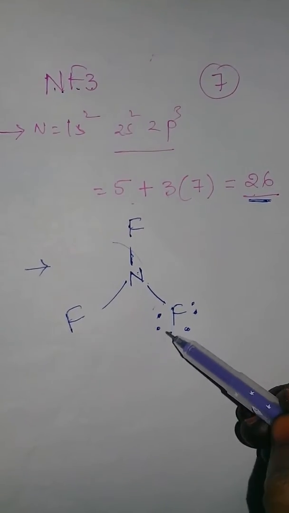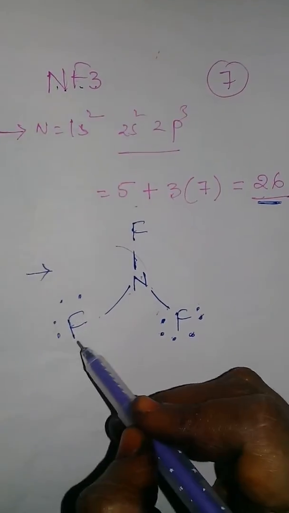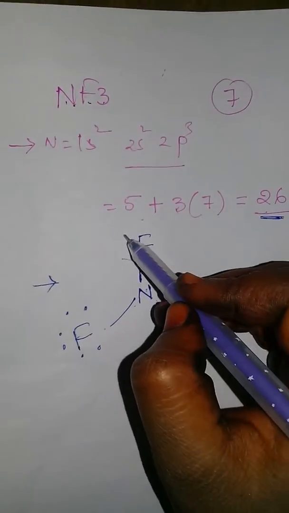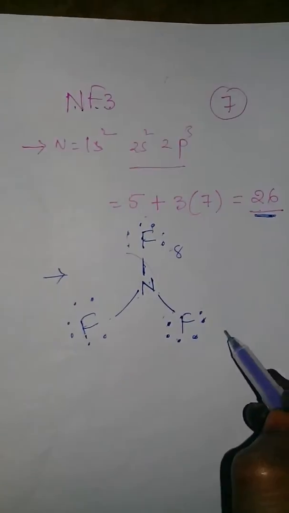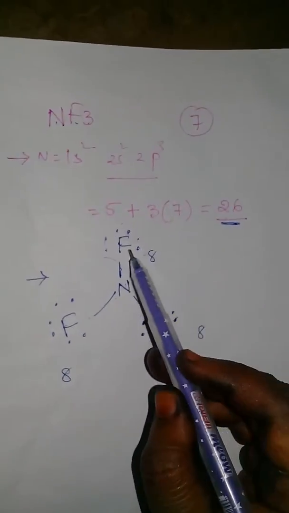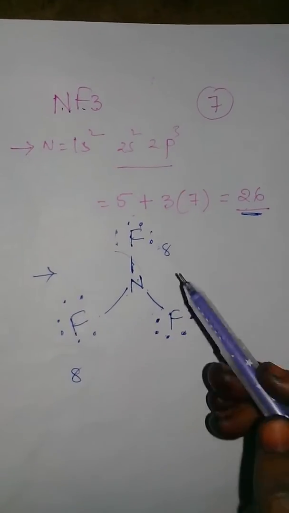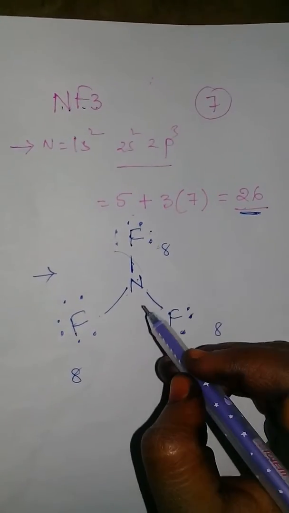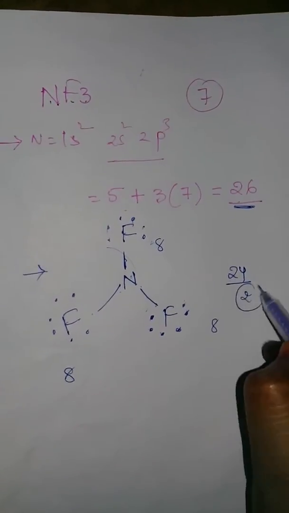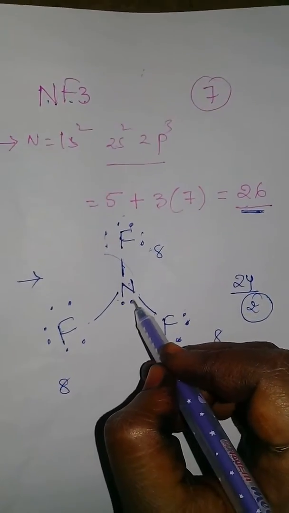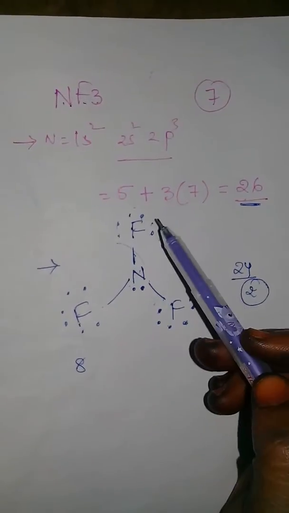So 26 valence electrons. 1, 2, 3, 4, 5, 6, 7, 8 for each fluorine. Here 8, 8, 8 means 24 electrons are filled in the outermost atoms, and the remaining 2 electrons are filled in the central atom. So this is the way to draw the Lewis dot structure based on the above rules.